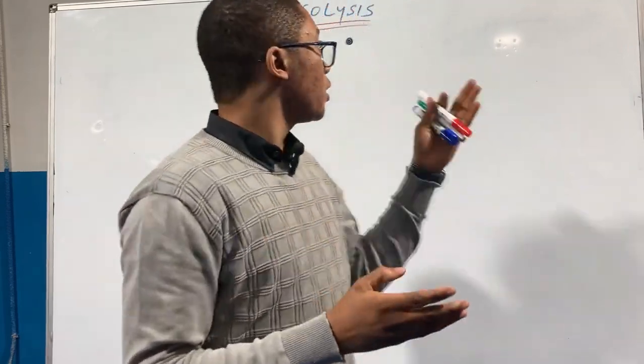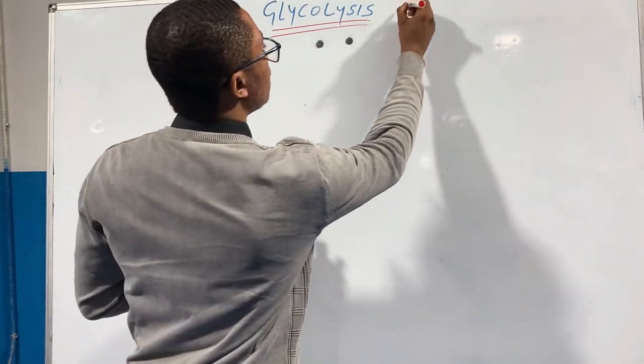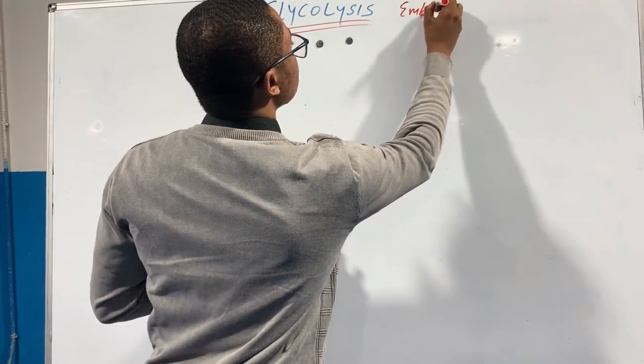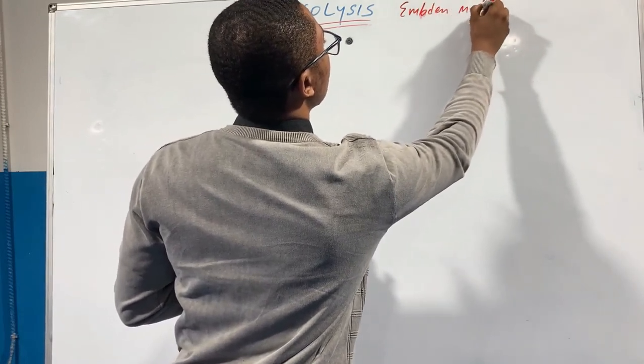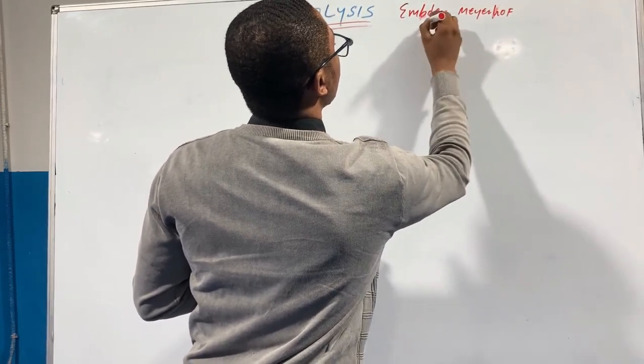Now, glycolysis is also called the Embden-Meyerhof pathway. Let me put them down here. Embden-Meyerhof pathway.